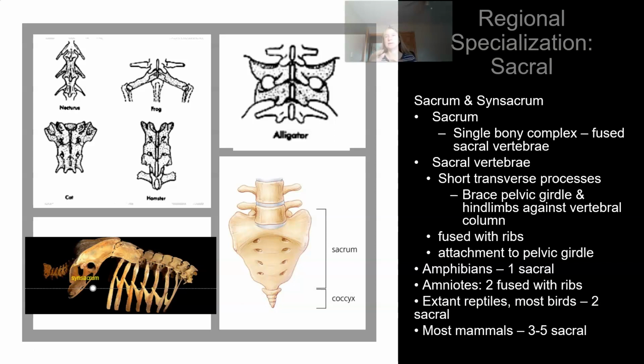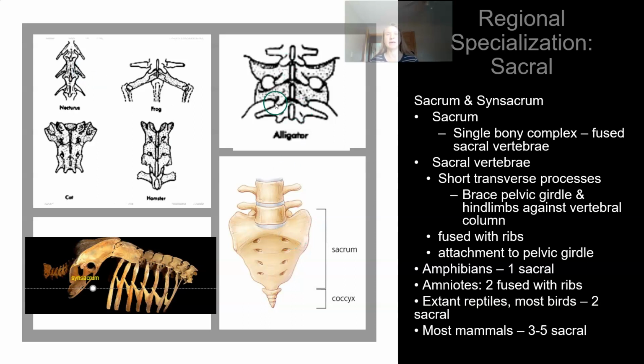You can't have a lot of bony elements, or else you're not going to have a lot of stability when you try to apply forces. These are fused with the ribs and the attachments to, again, the pelvic girdle. In amphibians, they have one sacral vertebra. Amniotes usually have at least two fused with the ribs. Our living reptiles and most birds have two sacral elements.